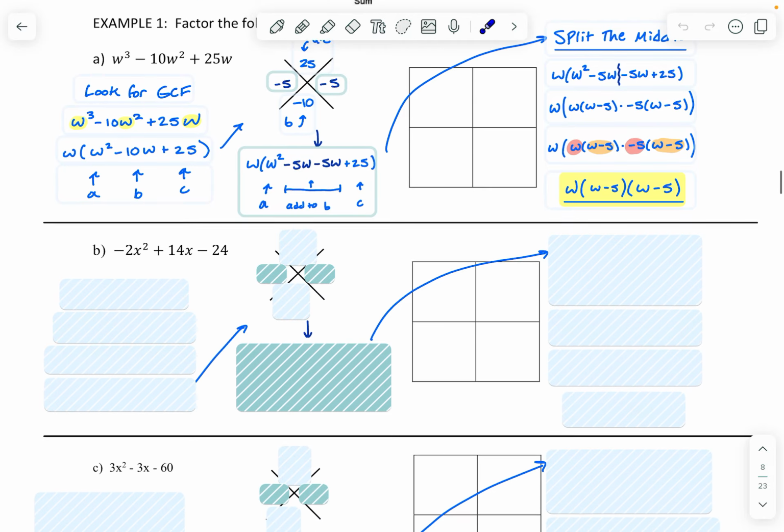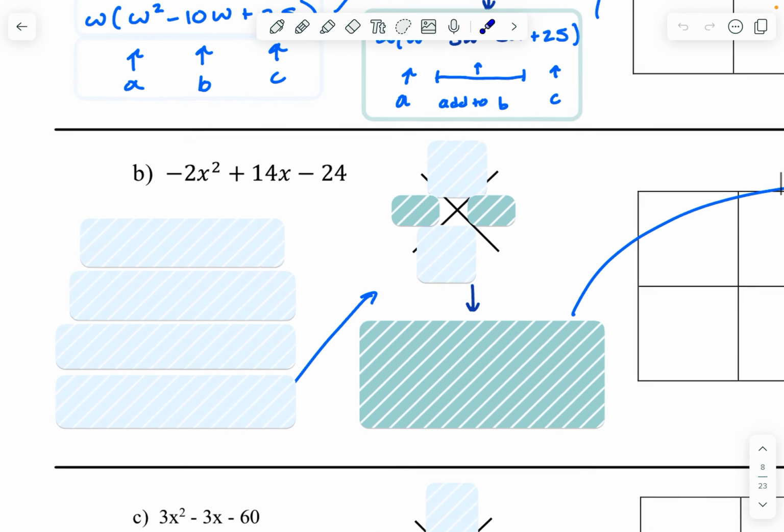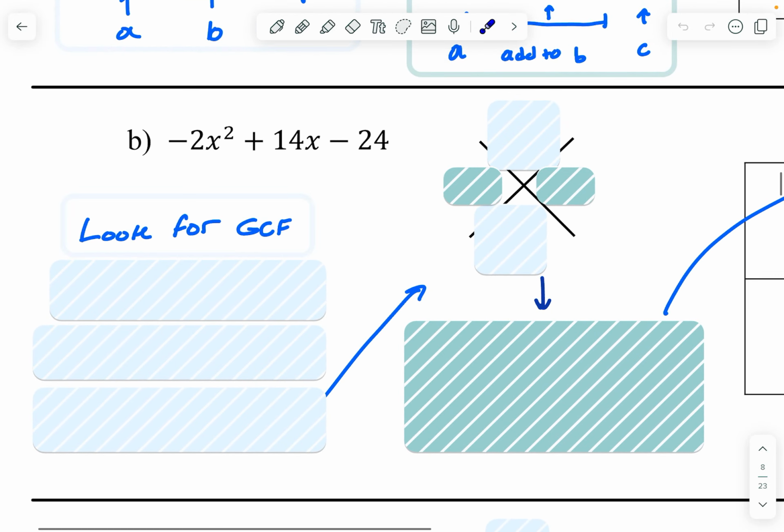Moving on to problem B. First step always stays the same. Look for a greatest common factor. I want you to take a second to think about what the greatest common factor would be and how you would write that. Pause the video if you need to.